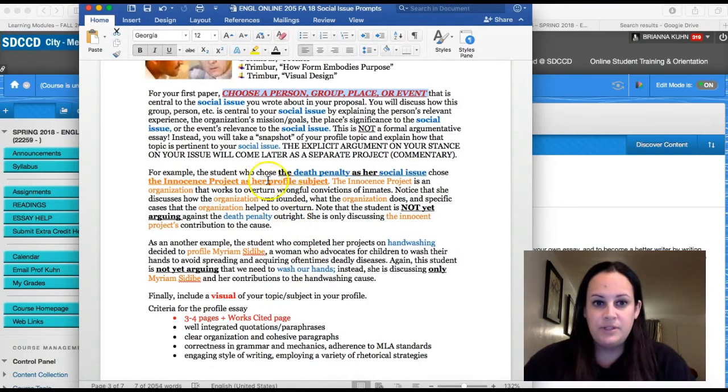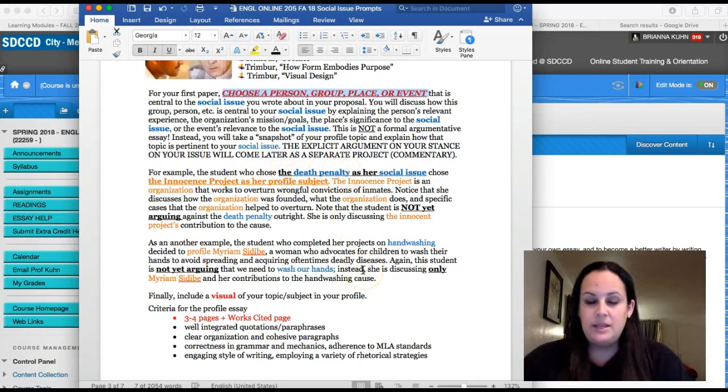For example, the person who chose the death penalty as her social issue chose the Innocence Project as her profile subject. The Innocence Project is an organization that works to overturn wrongful convictions of inmates. Notice that she discusses how the organization was founded, what the organization does, and specific cases that the organization helped to overturn. She does not yet argue against the death penalty. She is only discussing the Innocence Project's contribution to the cause. So she's focusing on the orange.